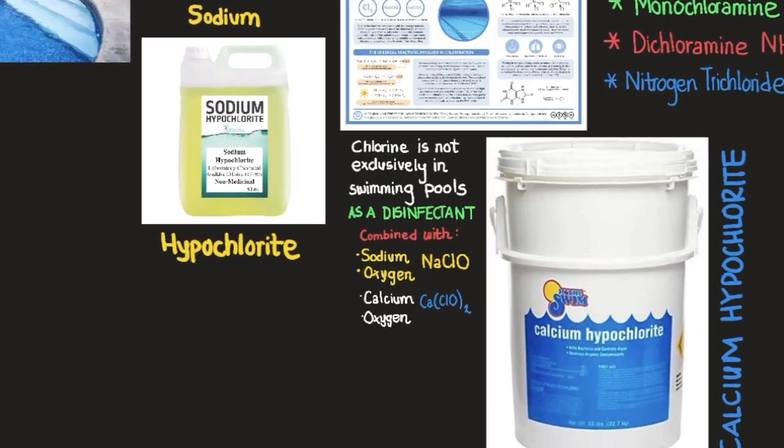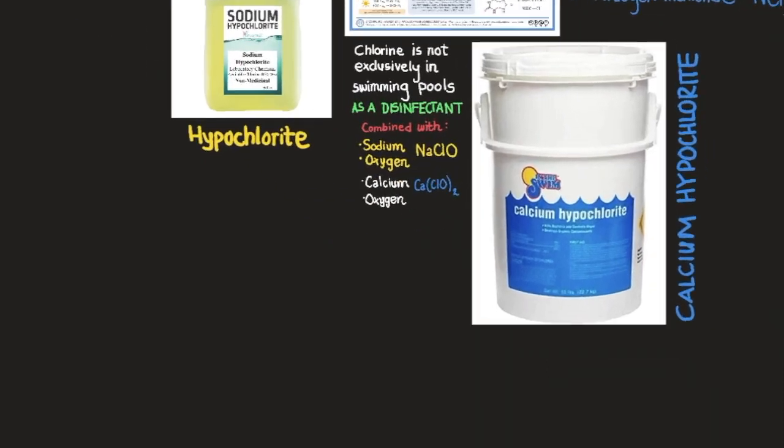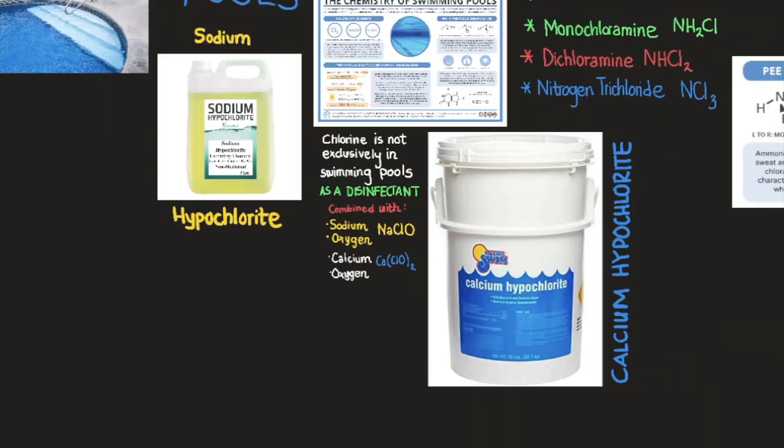Chlorine is not exclusively in swimming pools as a disinfectant. In fact, it has to be introduced into the swimming pool, into the water, as a compound. So here we have the two compounds that are usually used to introduce the chlorine into the water. Sodium hypochlorite, which is a combination of sodium, chlorine, and oxygen. And calcium hypochlorite, which is a combination of calcium, chlorine, and oxygen. So these two molecules are used to introduce chlorine into the water. They dissolve, and then that causes the chlorine ions to dissolve into the water, and luckily they still do their job and they disinfect the water accordingly.